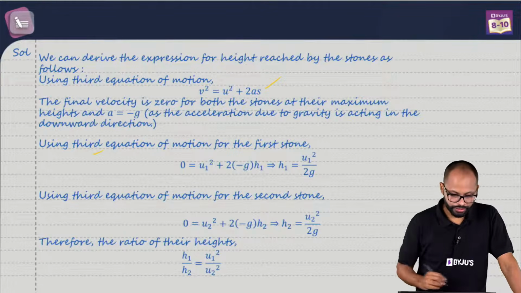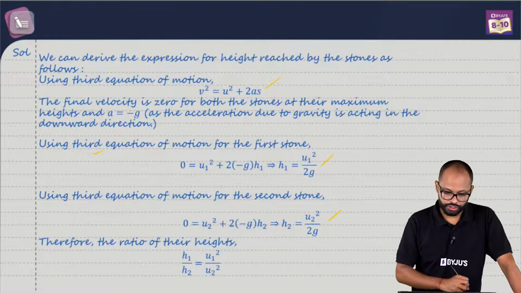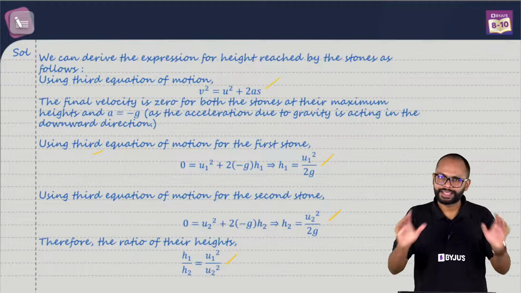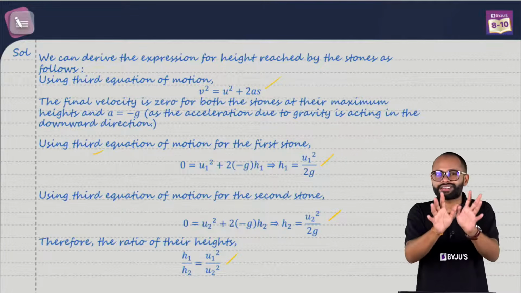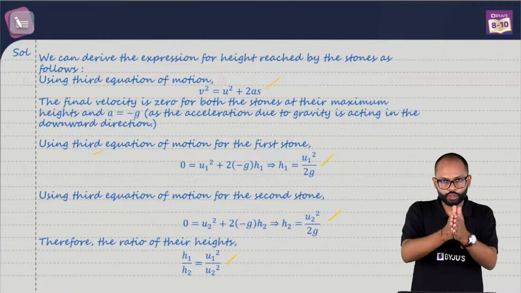Then you will tell, using the third equation of motion for the first time, you will find h1, you will find h2, and then you will write h1 upon h2 equals u1 square upon u2 square. This much is enough. No need to write more, no need to write less. This is a good answer. It will give you complete and full marks, all right? Don't you worry about this.